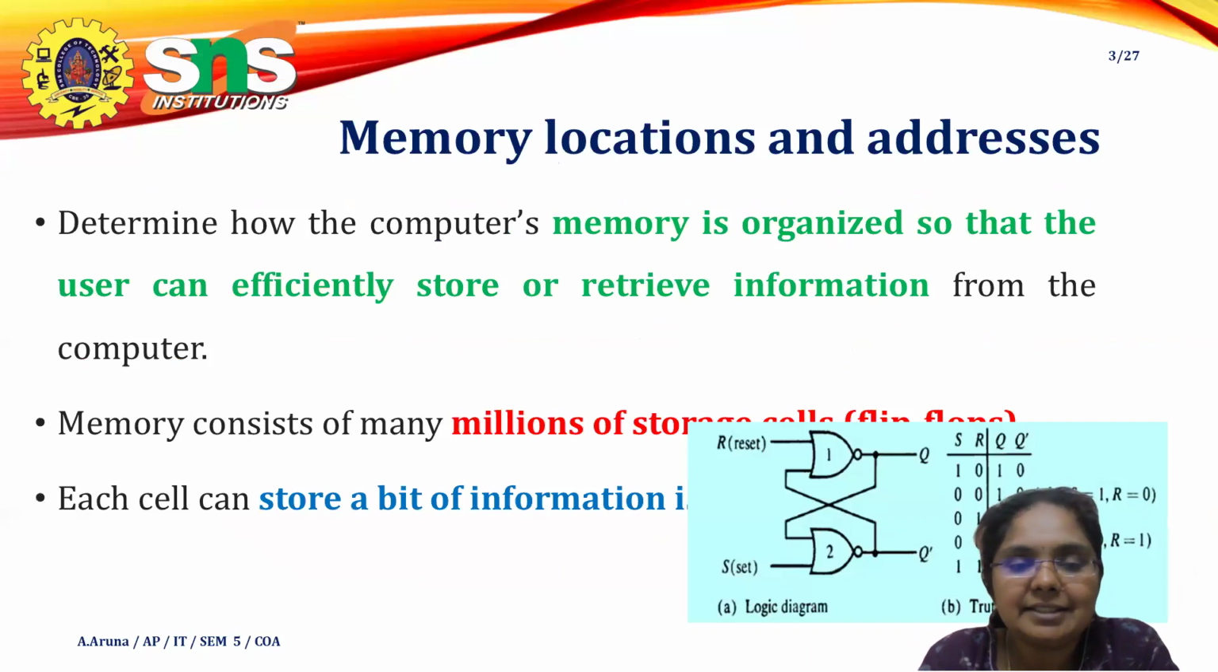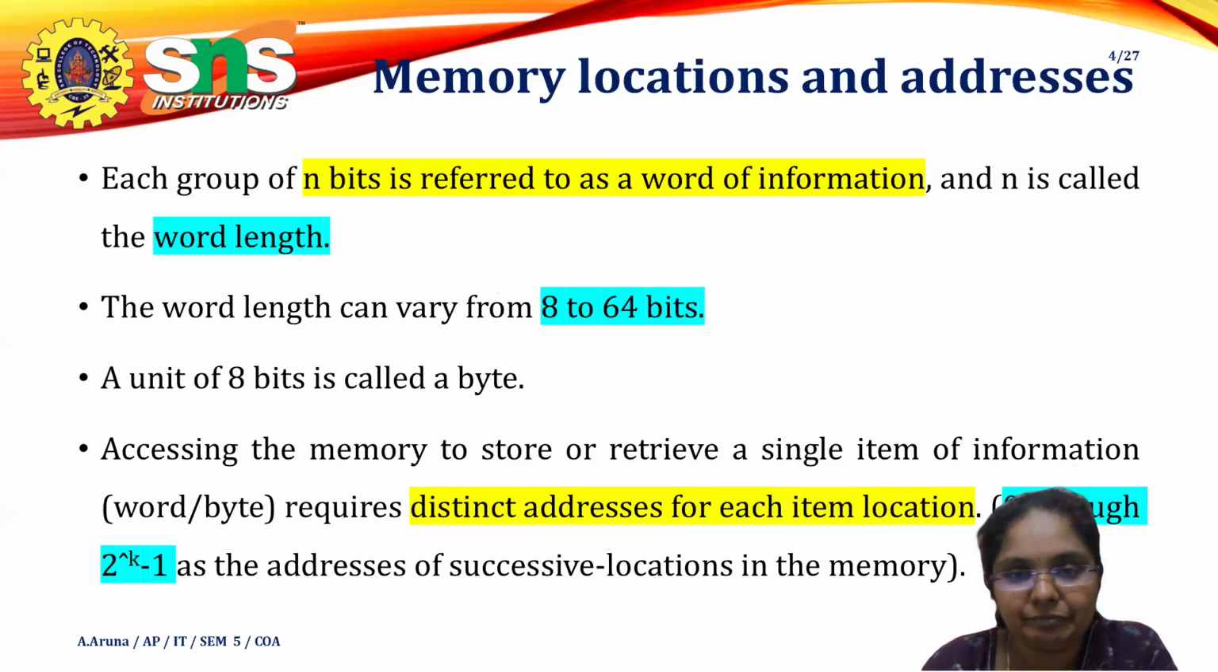Your memory consists of millions of storage cells. That could be a flip-flop. Each cell is capable of storing one bit of information at a time. This is the logic circuit of a flip-flop, and this is how a memory cell can look.